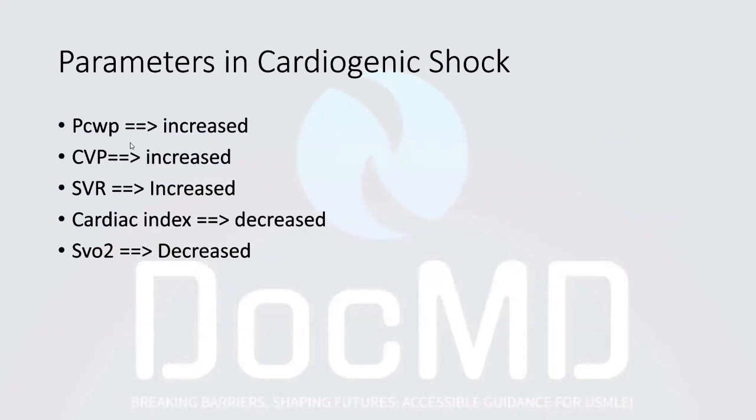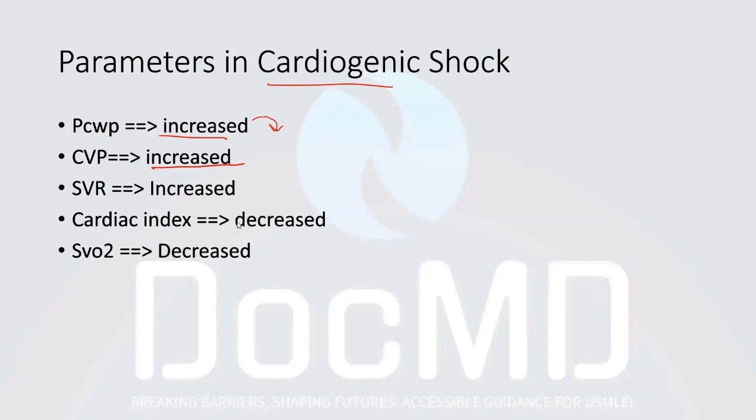Okay, so what are the parameters in cardiogenic shock? You'll have wedge pressure, which is increased because left ventricular end-diastolic pressure is increased, and eventually left atrial pressure can also be increased. If you're getting backup in the left side, that will eventually lead to backup in the right side, so your venous pressure will increase.